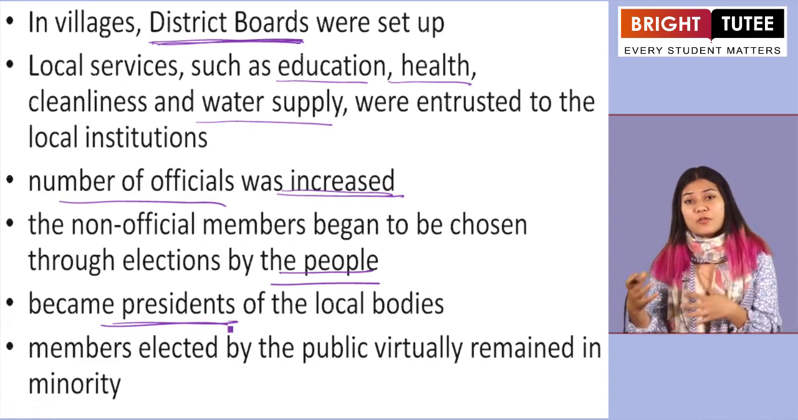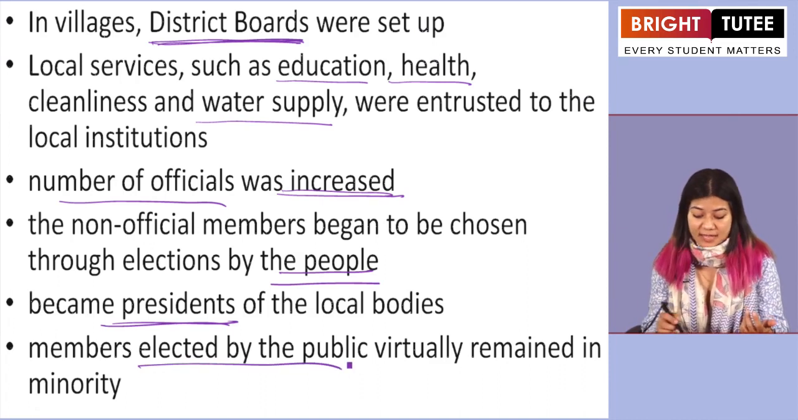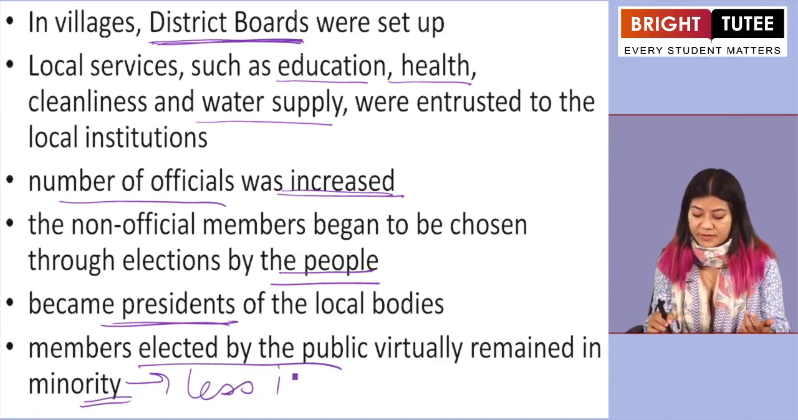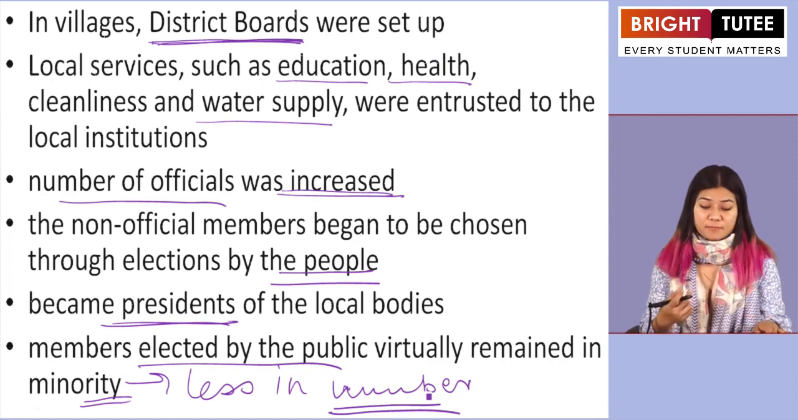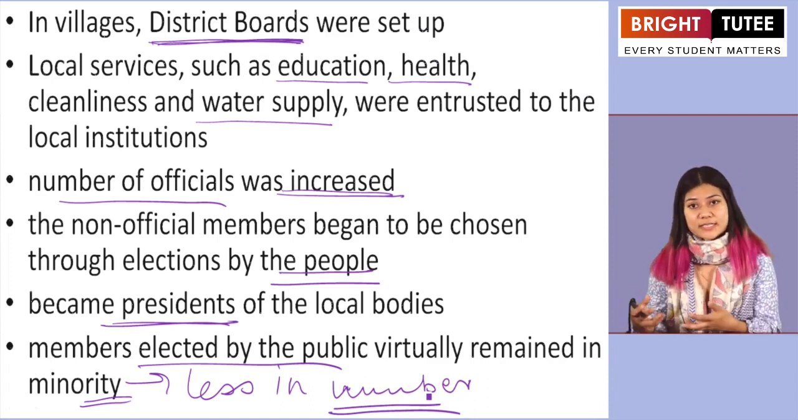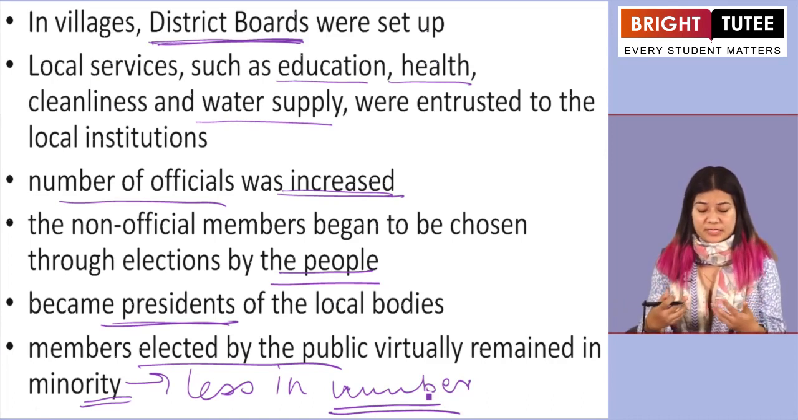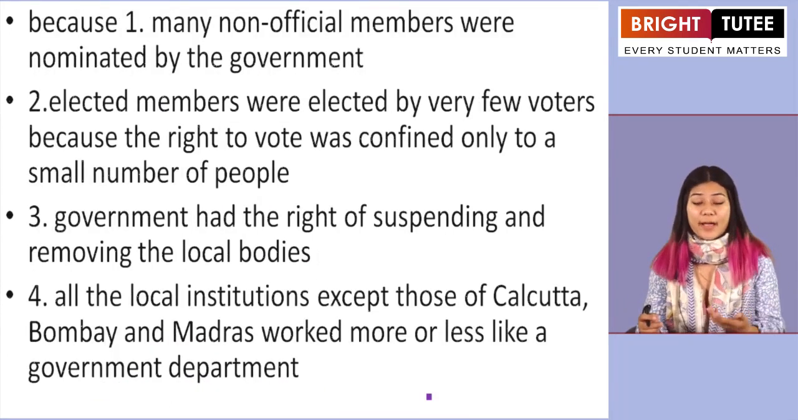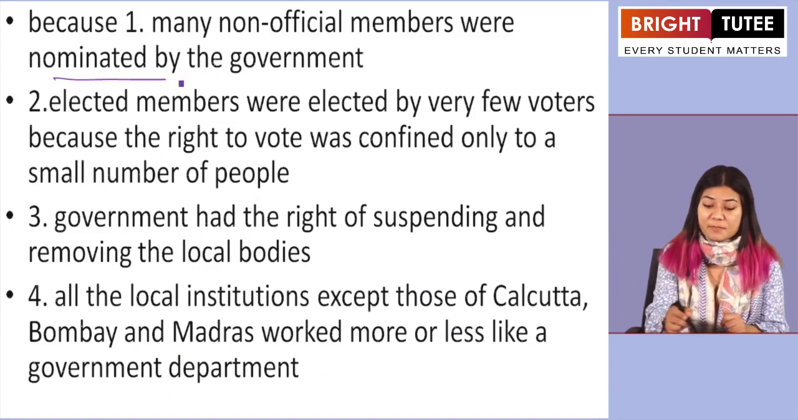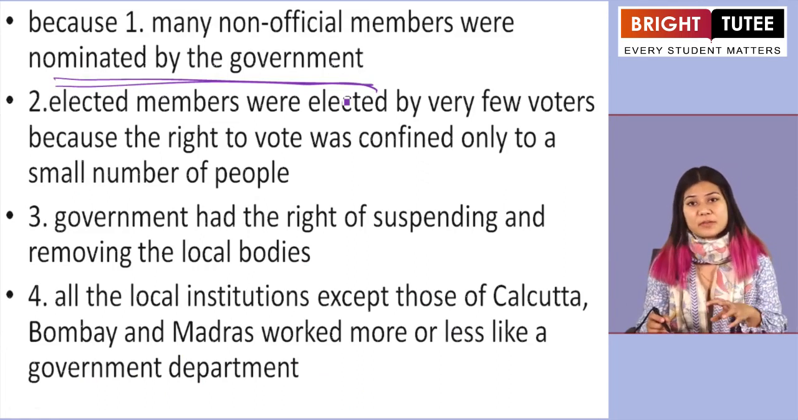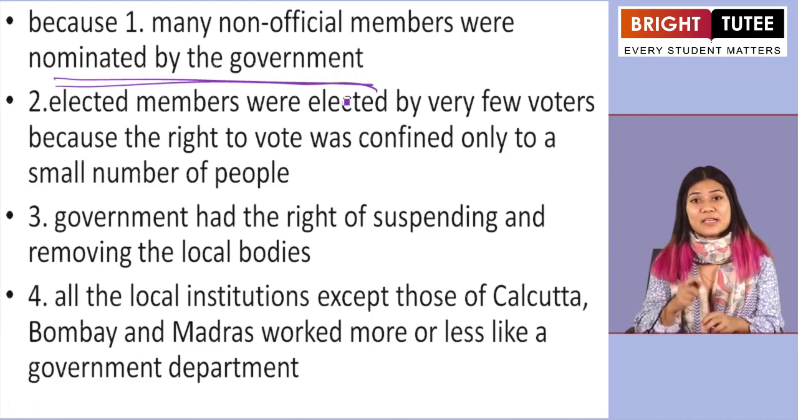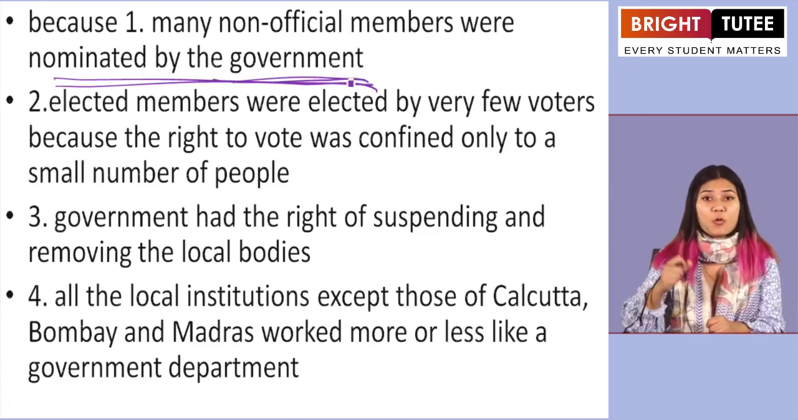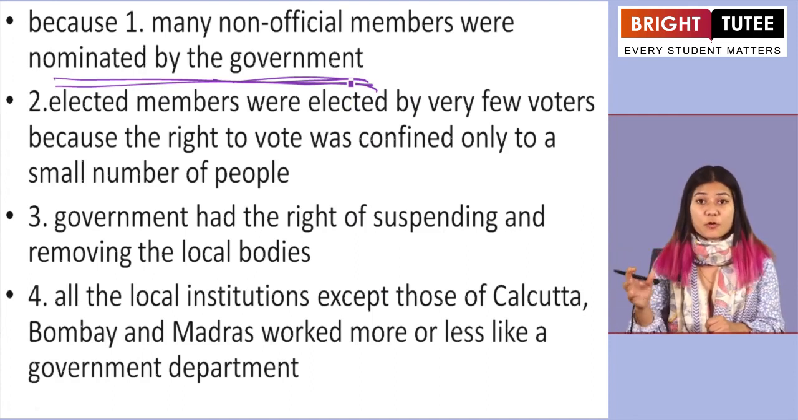But the non-officials who were elected by the people were very few in number. The number of officials chosen by the British government was more, and those chosen by the Indian people for themselves were very few. Why? The first reason is that many non-official members were nominated by the government. Most of the people, despite having been chosen by the Indians, were finally chosen by the government. The British government was in control of choosing the non-officials.